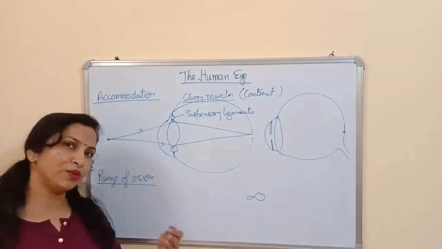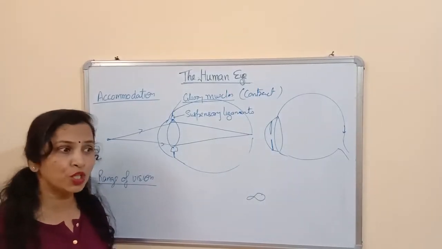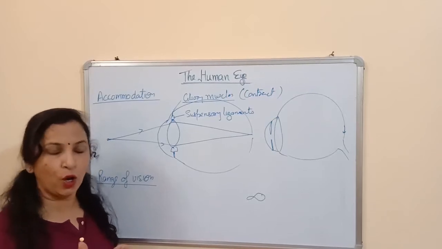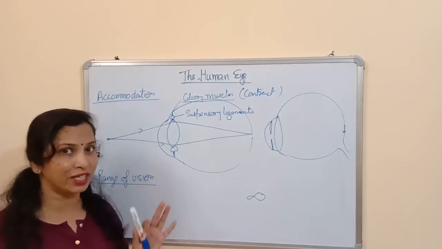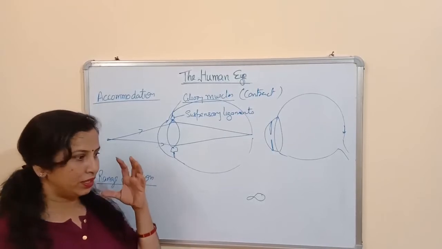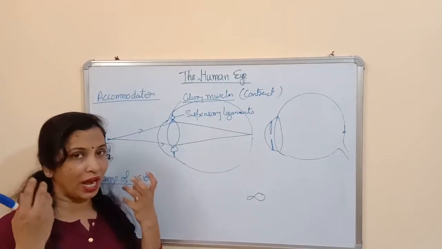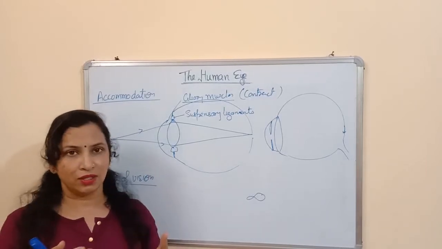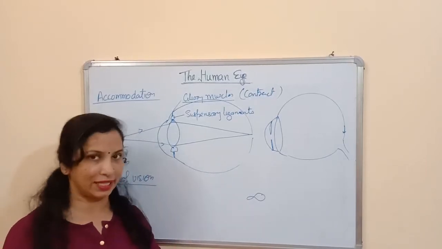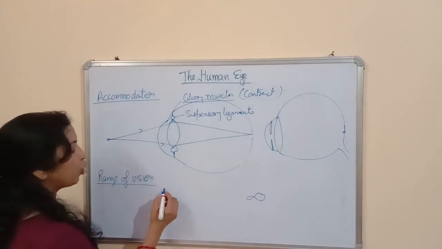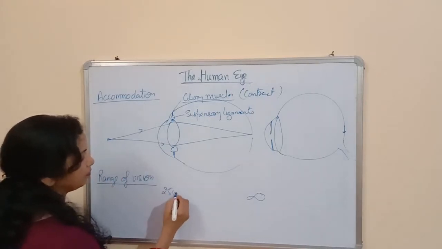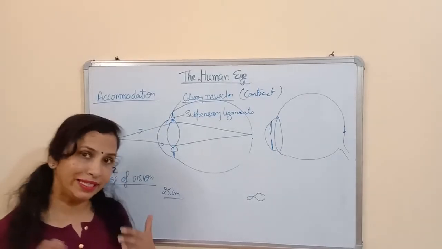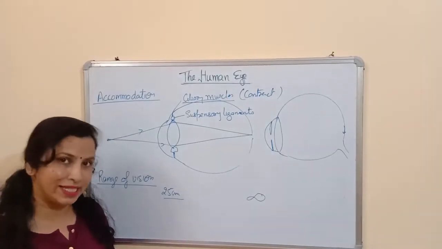But what about the nearby object? What should be the minimum distance at which you can see an object clearly without straining? It means without putting a strain on your eyes, how near can you see an object? What is the minimum distance at which you can see clearly? For the normal eye, it is 25 centimeter. 25 centimeter for the normal eye is the nearest distance at which you can see easily.